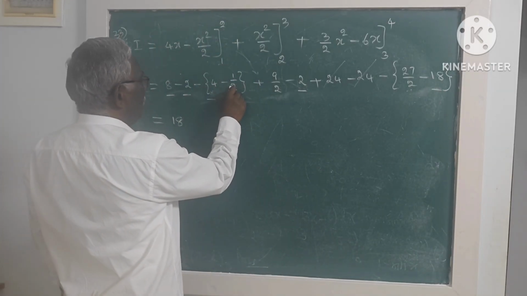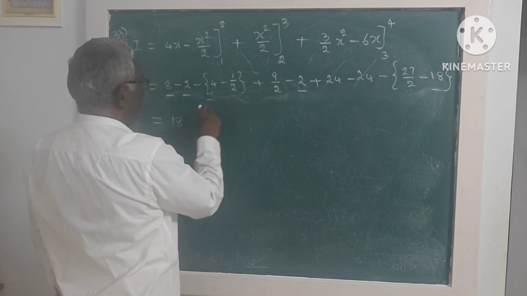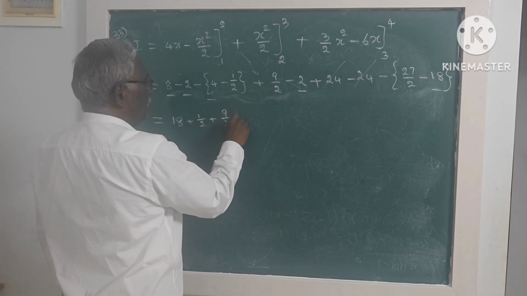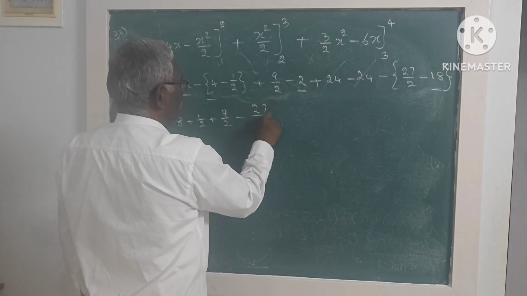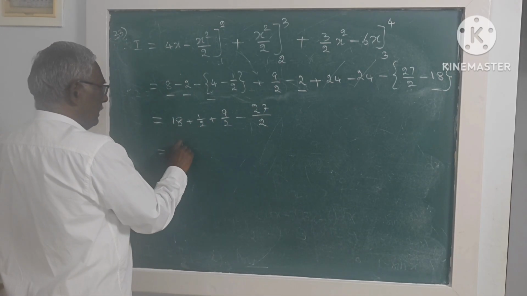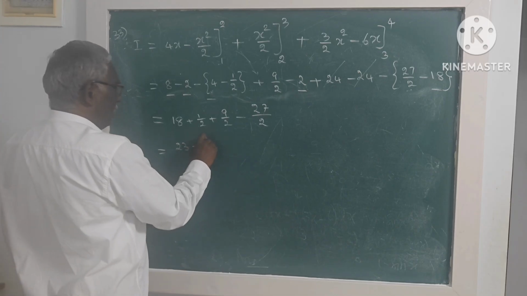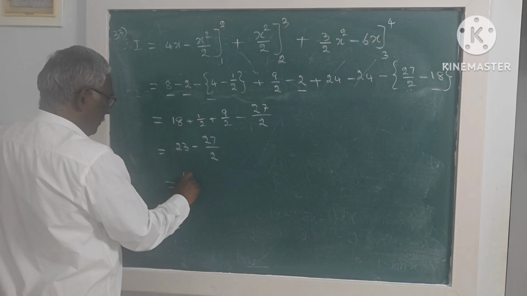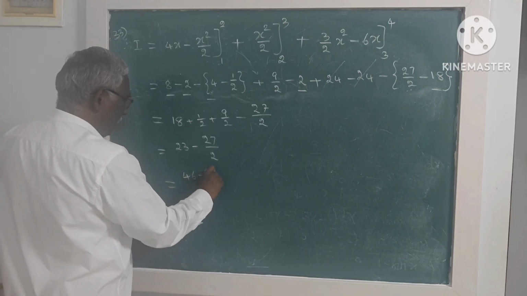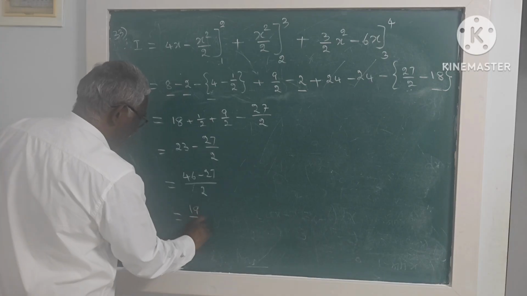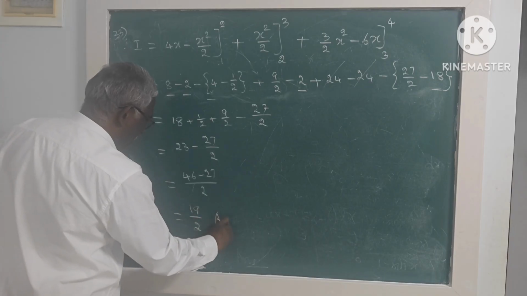Then plus half plus 9 by 2 minus 27 by 2, 23 minus 27 by 2, 46 minus 27 by 2 is equal to 19 by 2. Answer.